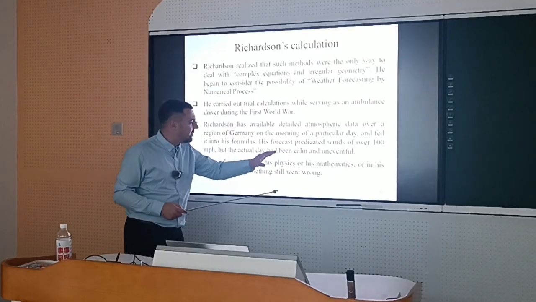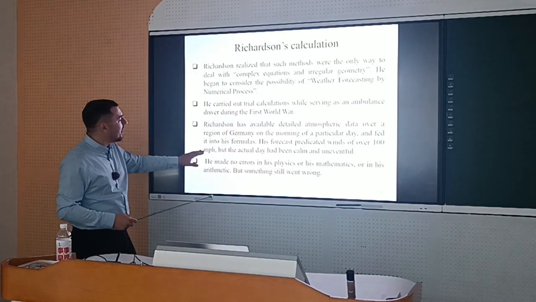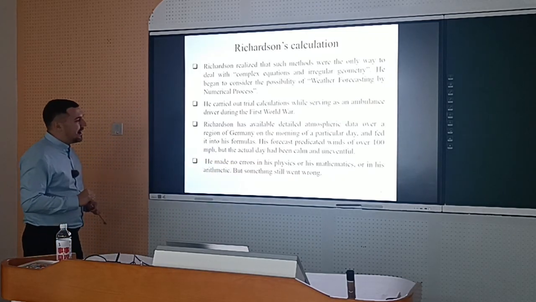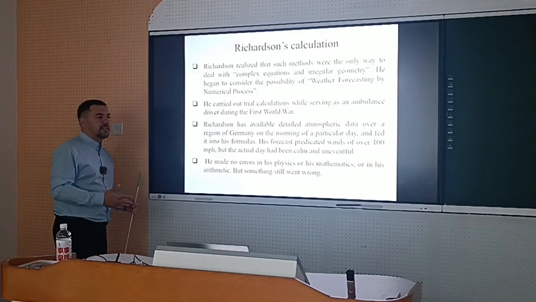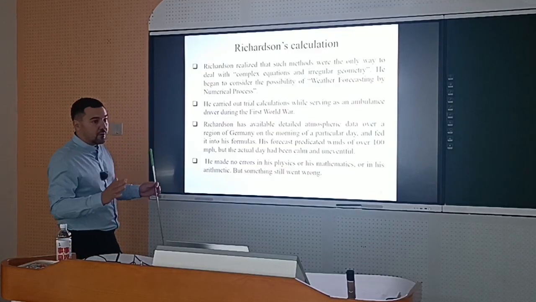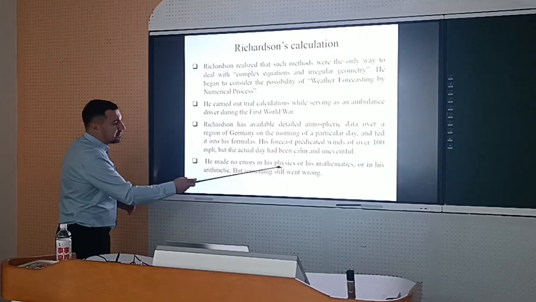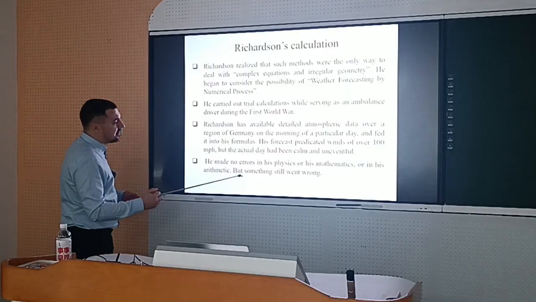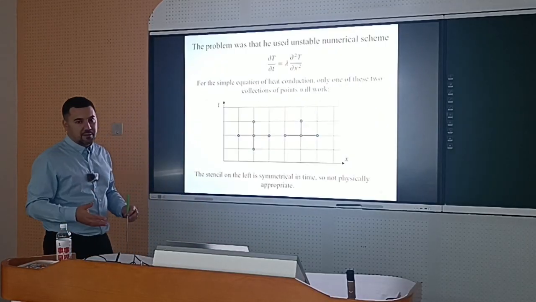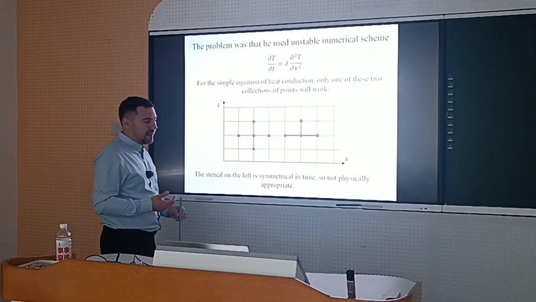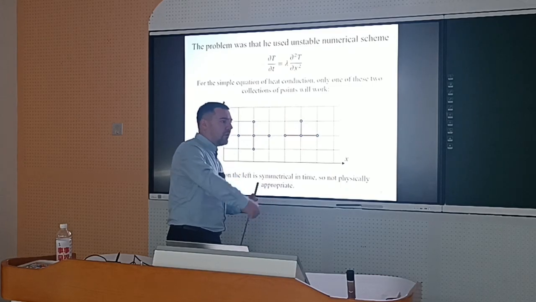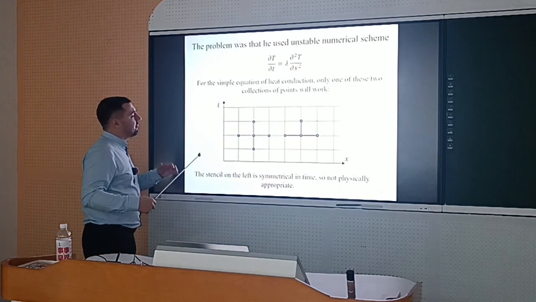His forecast predicted winds of over 100 miles per hour, but the actual day had been calm, with no wind at all. So the equations were correct, and the initial data was correct, but the numerical predictions were totally wrong. He made no errors in his physics or mathematics or in his arithmetic, but something still went wrong. And the problem is that he used an unstable numerical method. So we have already discussed what unstable means. It means that some small errors in computations provoke a blow up of your numerical solution.